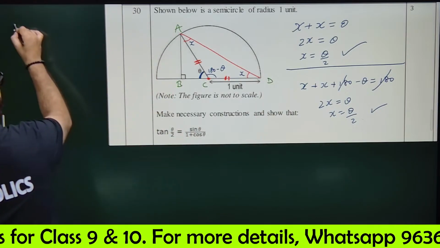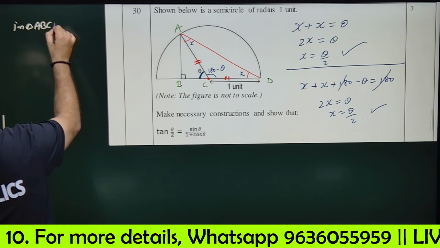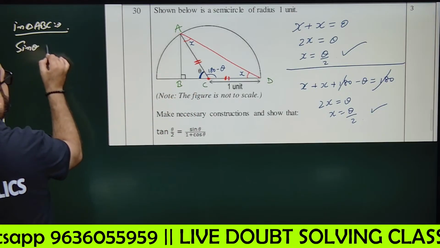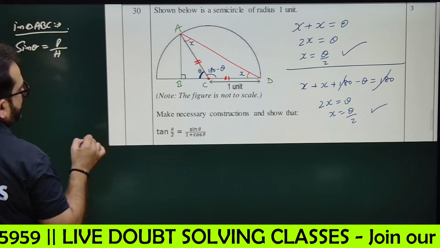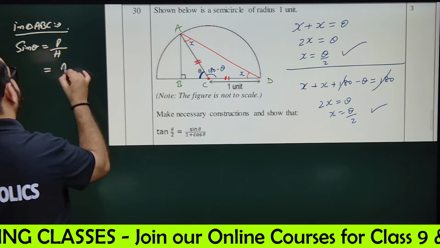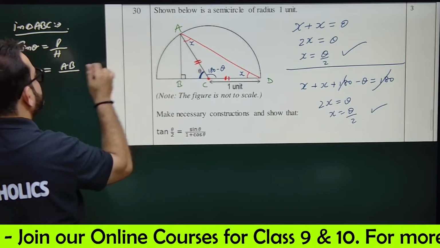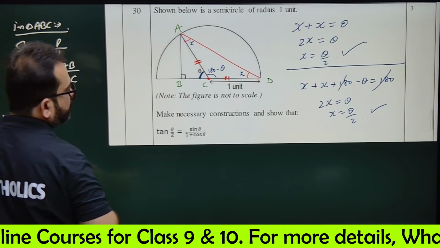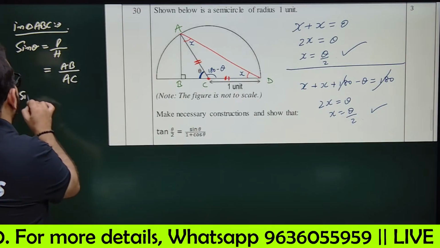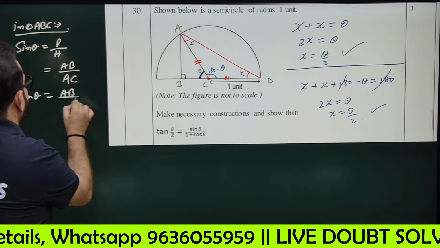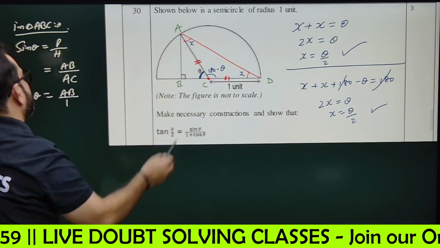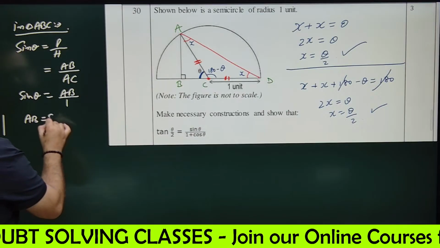So in triangle ABC, we'll write sine theta equals perpendicular upon hypotenuse. Perpendicular is AB, and hypotenuse is AC. So I can write sine theta as AB upon 1, because AC is given as 1 unit. This is the radius. So AB is actually equal to sine theta.